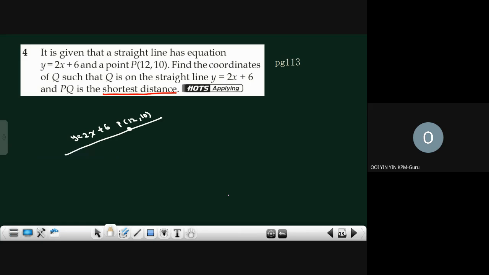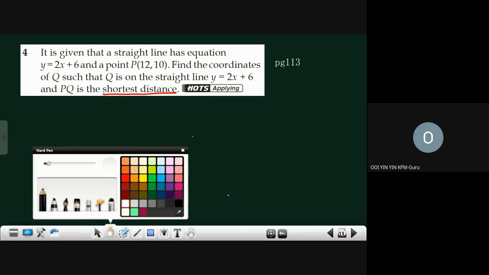Find the coordinates of Q, such that Q is on straight line. Oh, sorry. Yeah, I misread the situation. Okay, never mind. We restart again. Sorry for these questions. Okay, now it's like this.